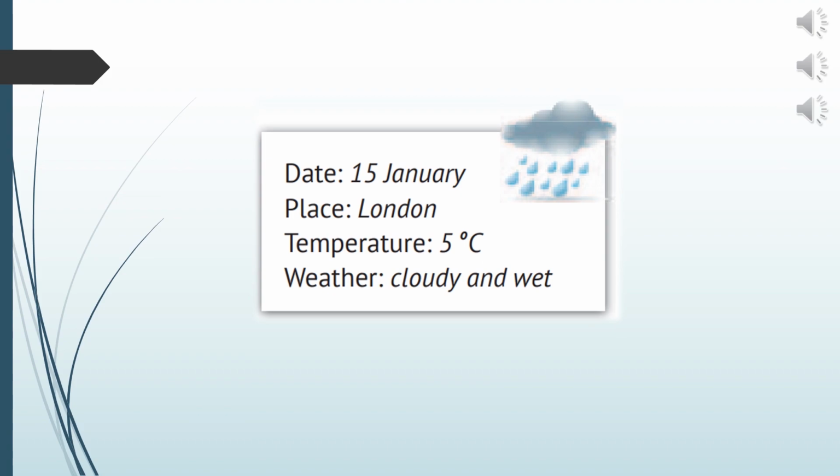First, look at this chart. Here we have some information about the weather in London on the 15th of January. Date, the 15th of January. Place, London. Temperature, 5 degrees centigrade. Weather, cloudy and wet.